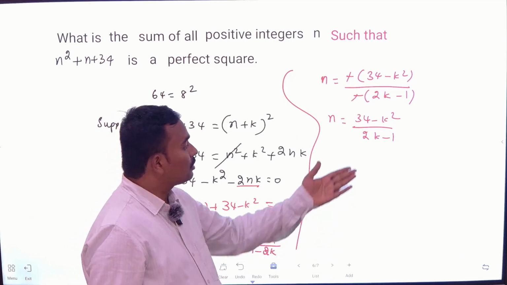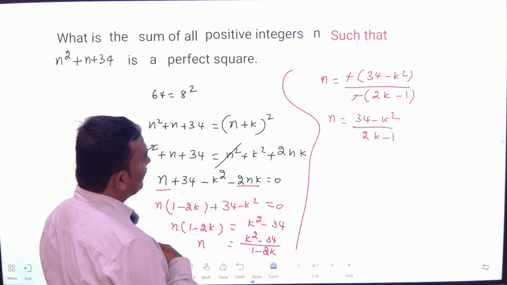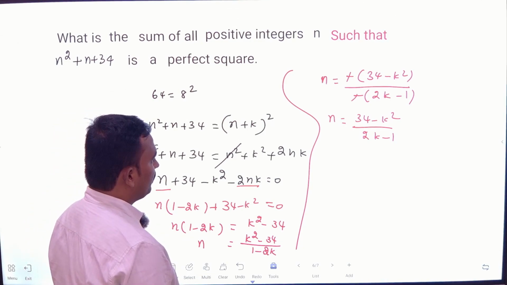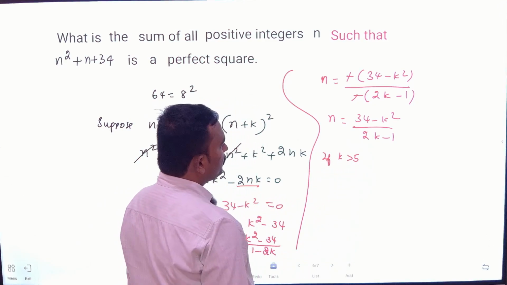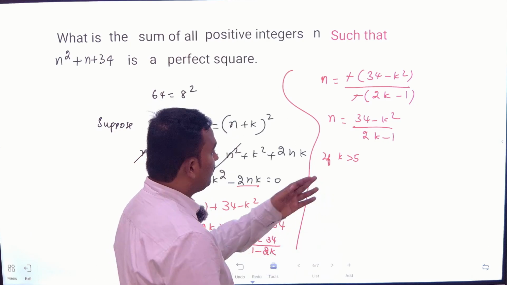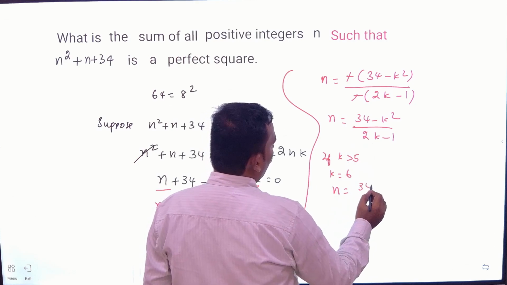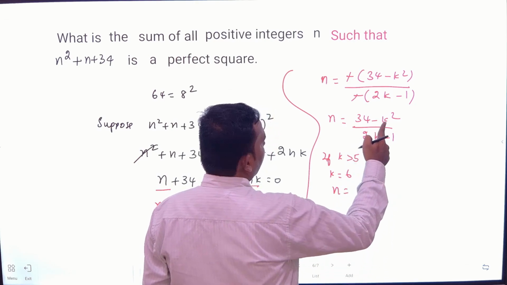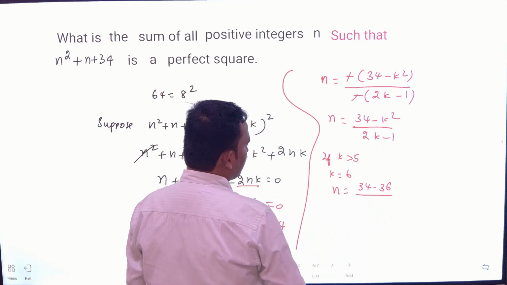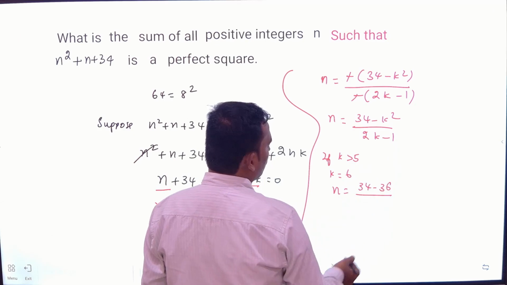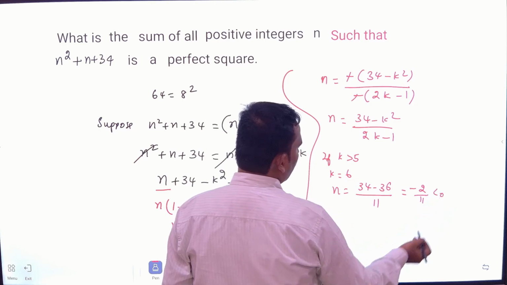It completely depends on the k value. So how do we choose the k value here? Suppose k is more than 5. If k is more than 5, then n will be negative. Let's take k equal to 6. You can check: n is equal to 34 minus 6 square, which is 36, divided by 2 into 6, which is 12, minus 1 is 11. So this will be minus 2 by 11.